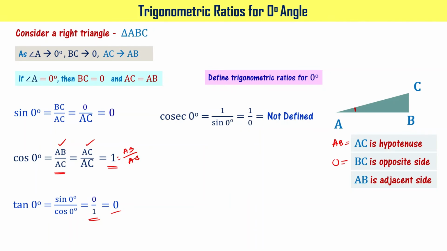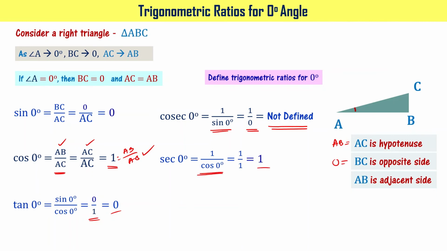Cosec 0 degrees can be written as 1 by sine 0 degrees, right? That is going to be 1 by 0. We don't know the value of 1 by 0. That's why we write it as not defined, right? We know cos 0 degrees is 1. It means sec 0 degrees is also going to be 1 because it is 1 by cos 0.